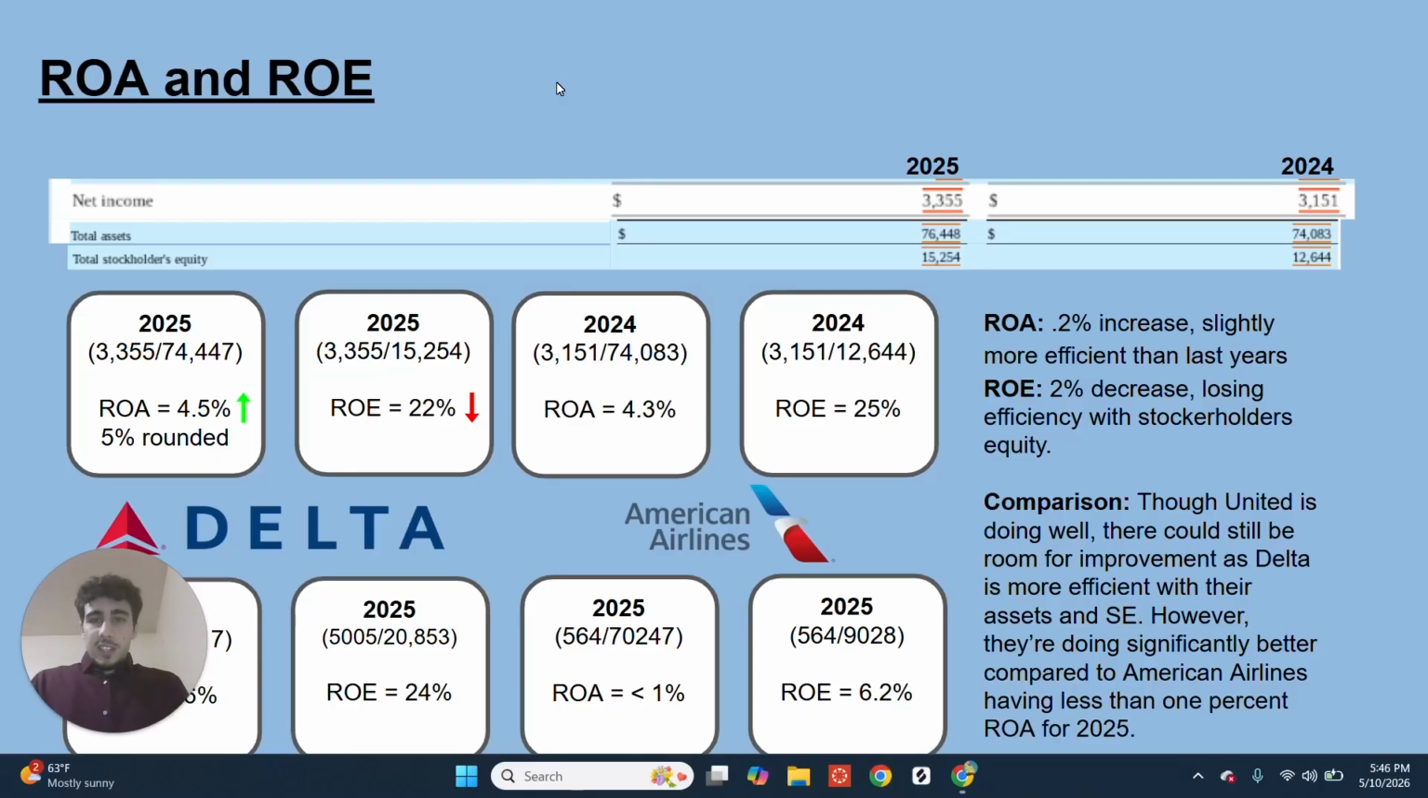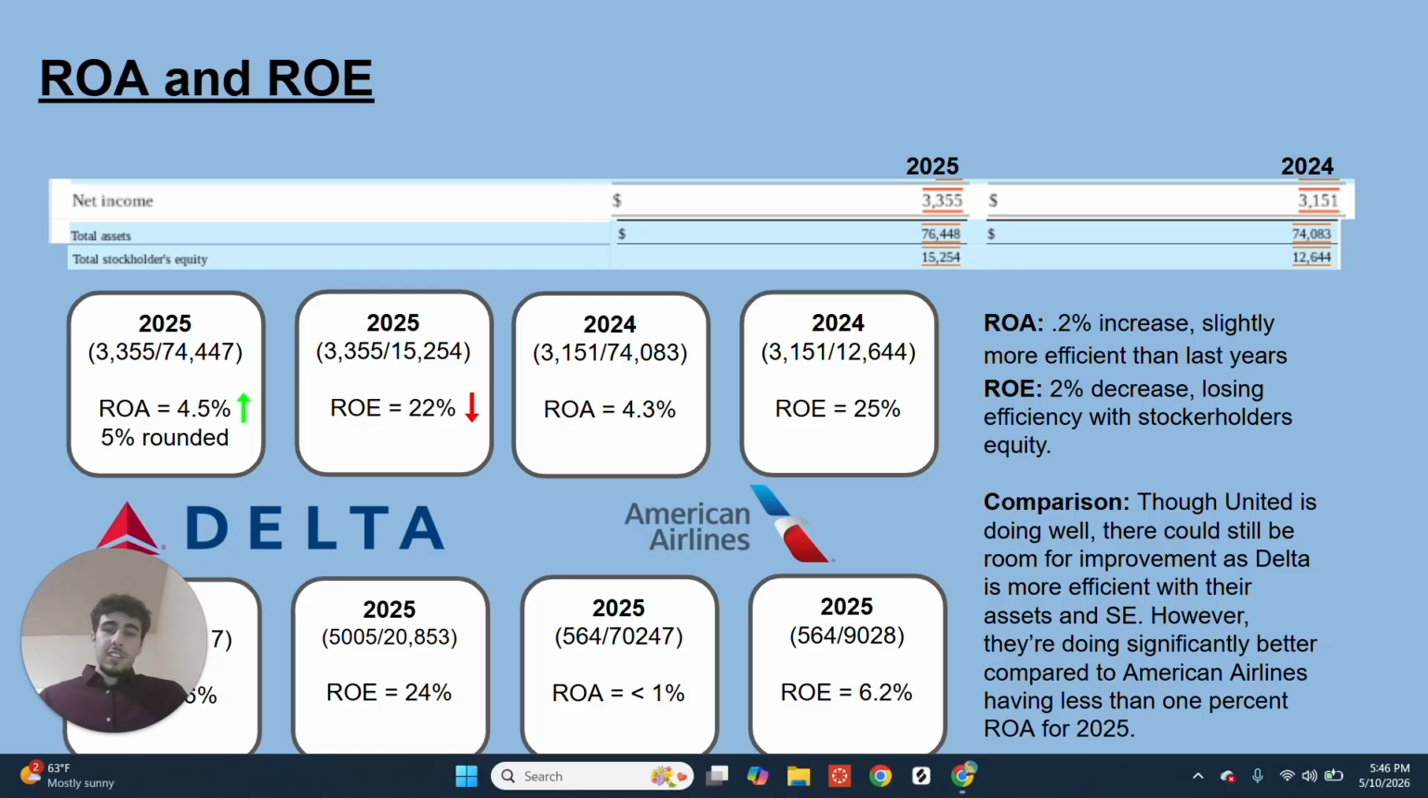On this slide, we analyzed return on assets as well as return on equity for United Airlines, Delta, and American Airlines. Starting with United Airlines in 2025, the company reported a net income of about $3.36 billion and total assets of $76.4 billion, with stockholders' equity at $15.3 billion. Using those numbers, we found that the ROA is about 4.5%, rounded to 5%, compared to 4.3% in 2024.